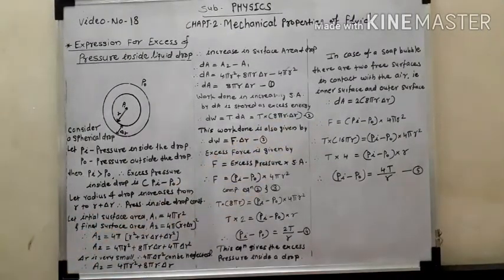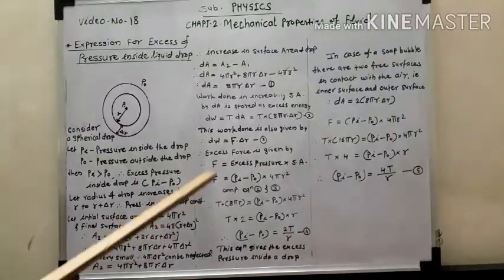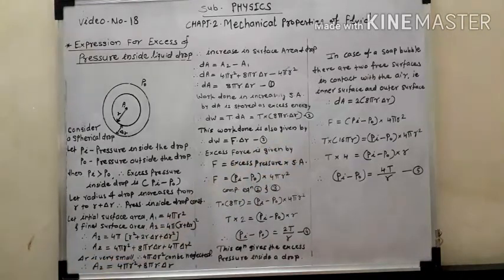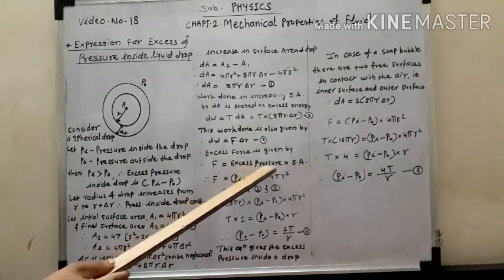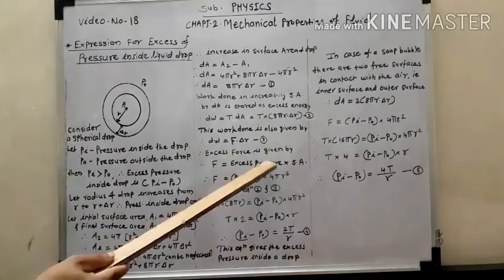We have to find the excess force, which is given by F, and F is nothing but the excess pressure into the surface area. We know that pressure is force per unit area, P is equal to F by A. Therefore, F is equal to the pressure into the surface area, excess pressure into surface area.